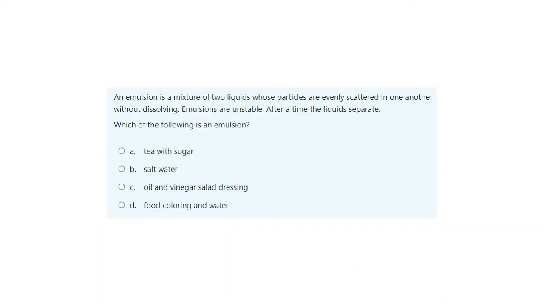An emulsion is a mixture of two liquids whose particles are scattered evenly in one another without dissolving. Emulsions are unstable. After a time, the liquids separate. So an emulsion begins when two liquids are mixed together. The particles are evenly separated, but because they are not dissolved, they will separate again. They will not stay mixed together.